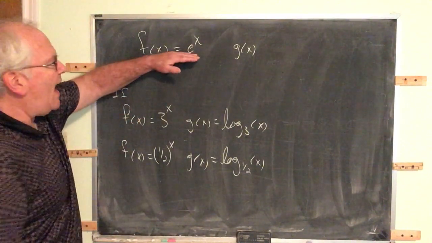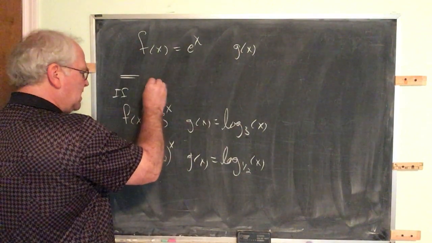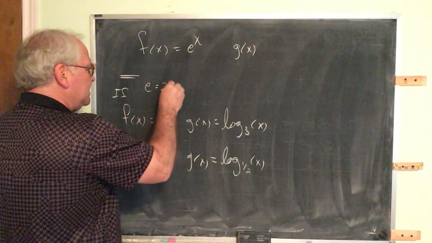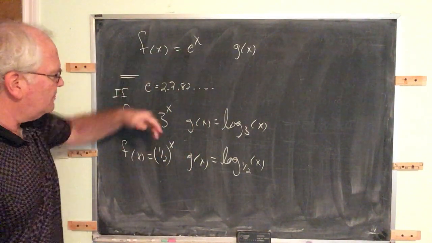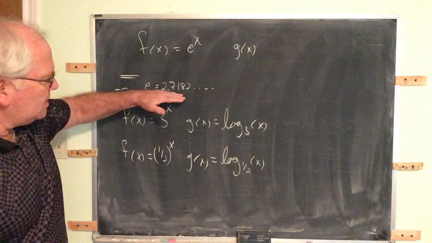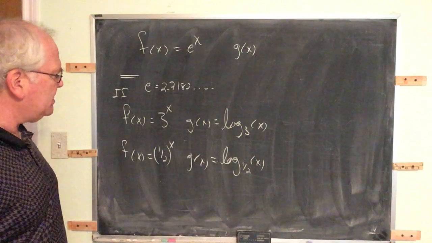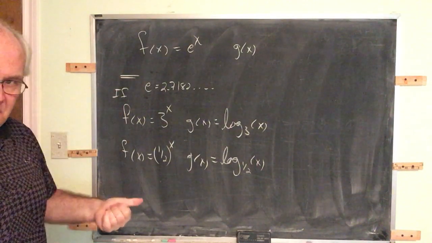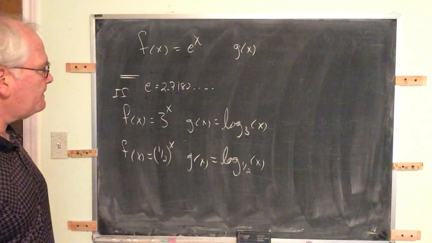Well, what we have is e to the x. Remember, e is a number. It's approximately 2.7. It's 2.7182, blah, blah, blah. It's rather like pi. This number extends on without ending. It is approximately 2.7. It is a number which is bigger than 0 and not 1.